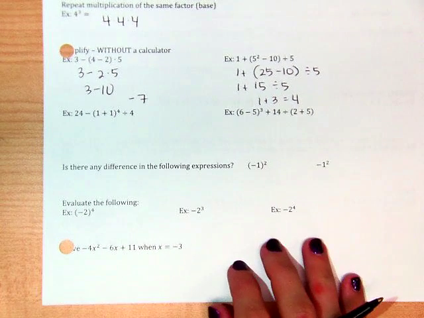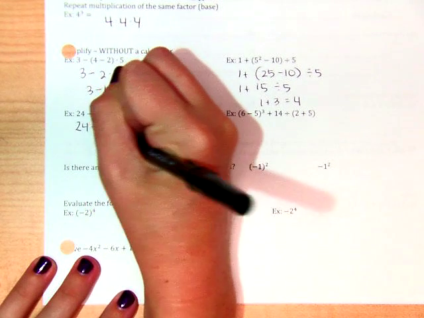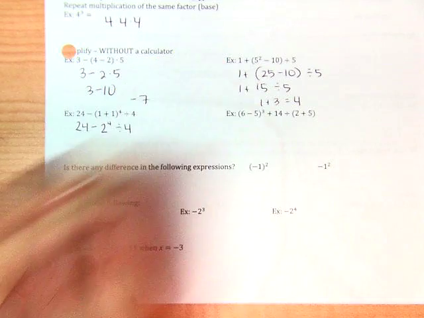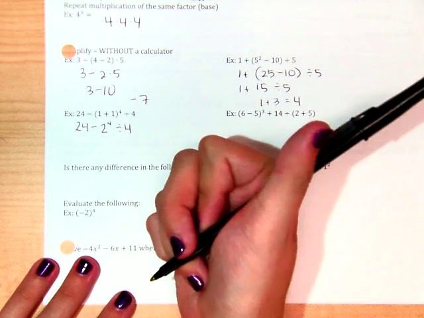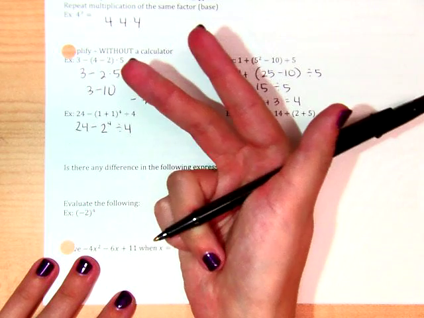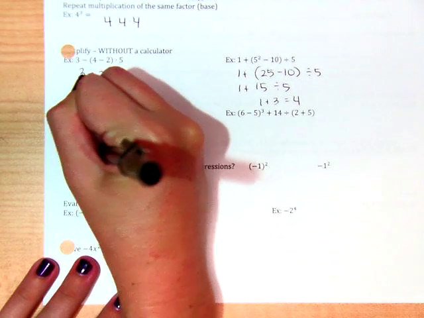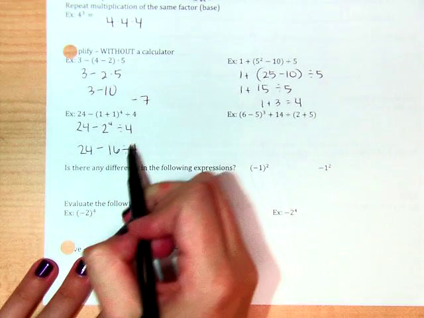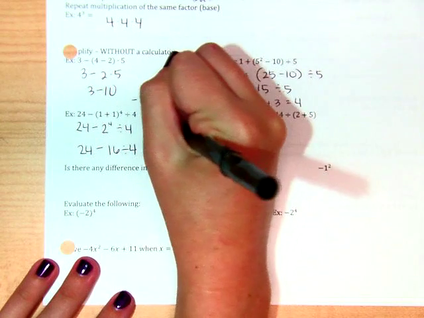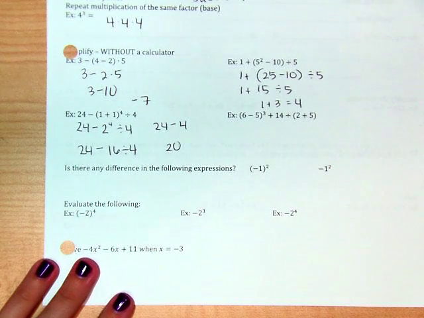We keep going. Again, we have some parentheses here, so we have 24 minus 2 to the 4th divided by 4. Now we have some exponents, so 2 to the 4th would be 2 times 2 is 4, times 2 is 8, times 2 is 16. So 24 minus 16 divided by 4. We do the division first. So we have 24 minus 4, and we have 20.